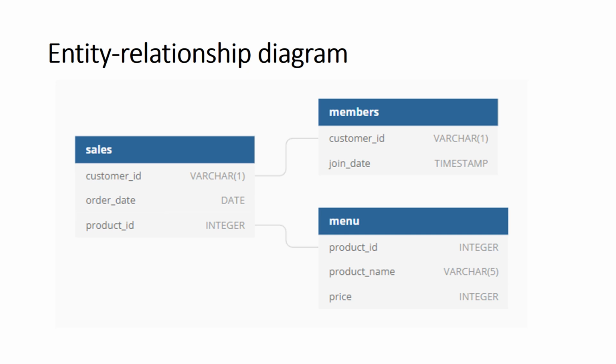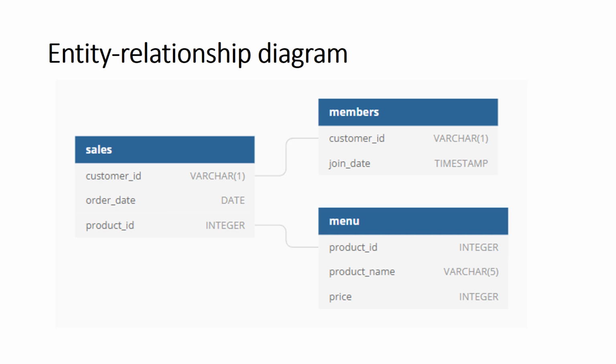So this is the entity relationship diagram. You already know about entity relationships, so I am not going to explain it here. Three tables are given: sales, members, and menu. In the sales table, there are three variables. One is customer ID with the data type varchar, second is order date with the data type date, and third is product ID with the data type integer.